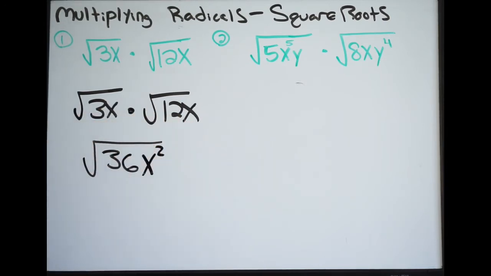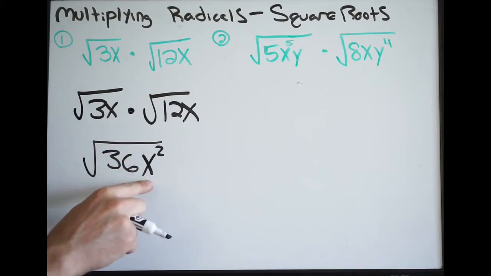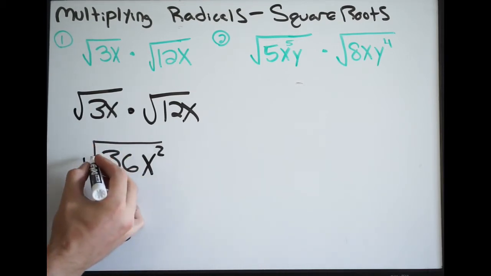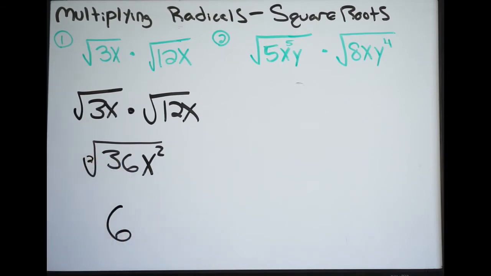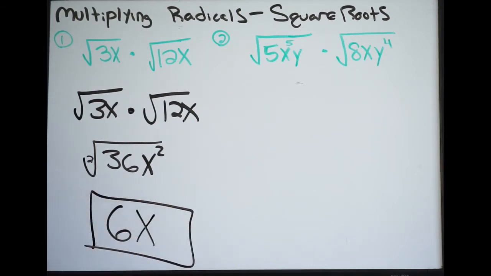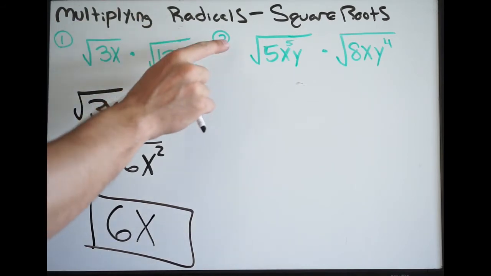And we can actually simplify this down, okay? Again, just looking at our coefficient, the square root of 36 is simply going to be 6. And then looking at our variable, since our index is 2 here, if we have anything to the second power, we can pull that variable out. I have x to the second power, meaning an x can come out, so I'm just left with 6x. And that is it. That's our final answer on number 1. Okay, let's take a look at number 2.